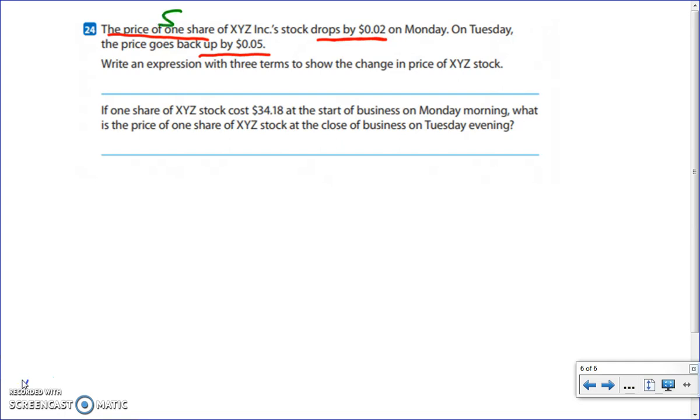And if the stock is dropping by 2 cents, then really what I'm doing is subtracting 2 cents from however much the price started at. And then if it goes back up by 5 cents, I'm going to be adding 5 cents later on. So overall, if I started with a price of a stock and I took away 2 cents and then I added 5 cents, that would be an expression to represent how much money the stock is worth after Tuesday.